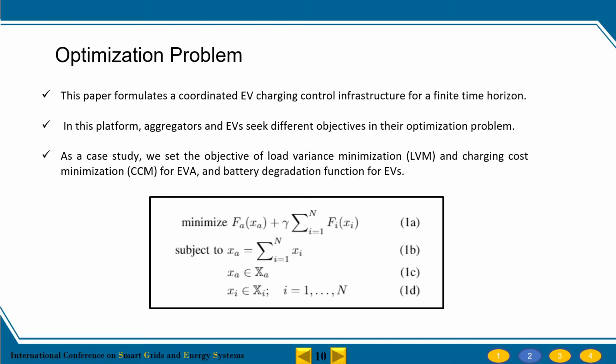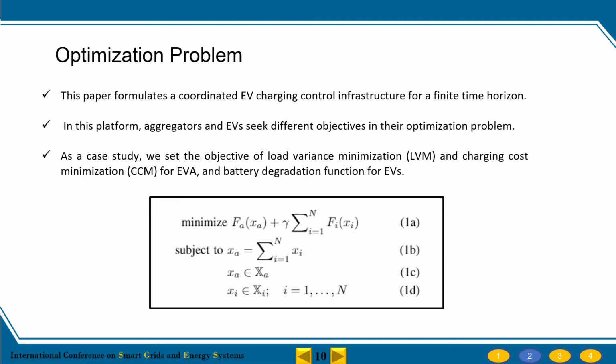Okay, let's go to the optimization problem. Here we use a general optimization platform, in which FA is showing the aggregator objective function, and FI is showing the agents or electric vehicles objective function, and gamma is the trade-off between these two. So basically, we can use this formula for any system which you have an aggregator and a lot of agents.